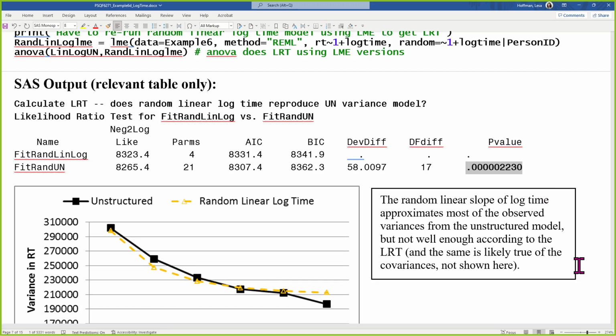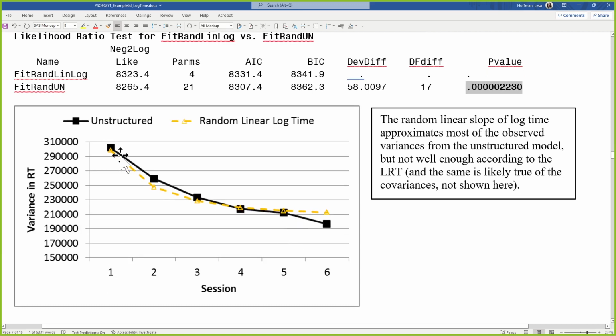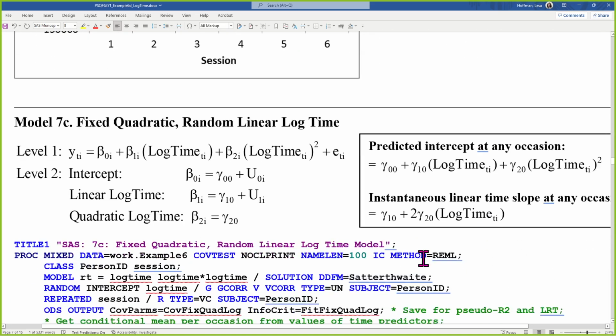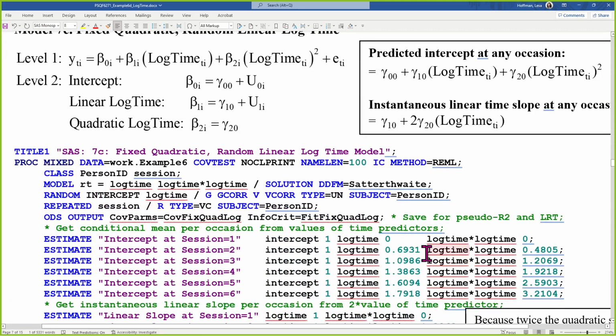So what this is telling me is that my model is significantly worse than perfect. So my 4 parameters are not yet doing a good enough job capturing the pattern of variance and covariance over time. And here's a picture that shows the predicted variance from the random linear log time model versus unstructured, and you can see that it's off a little bit. So what if we throw quadratic log time in there? Could we do that? I just did.